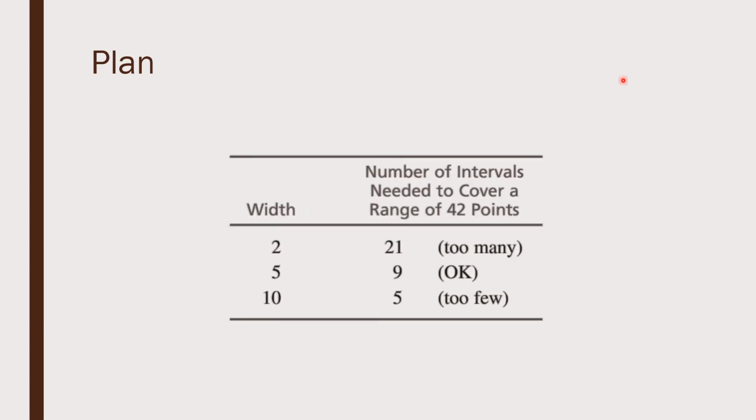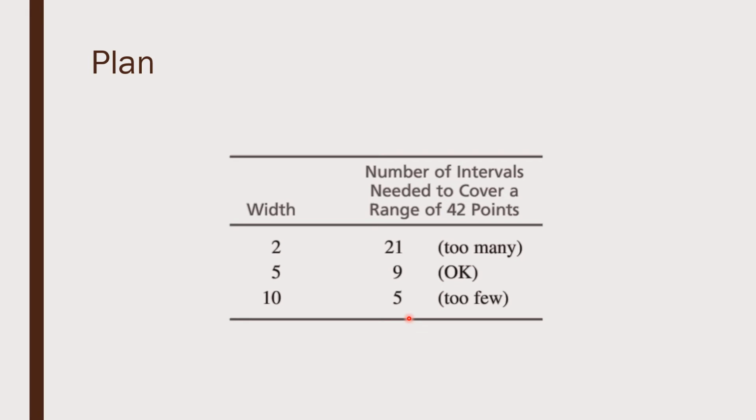Now, when you're creating the table itself, we need to decide the width. If we decide on a width of 2, you will have 21 different class intervals. If you decide on a width of 5, you have 9. If you decide on a width of 10, you have 5 as the total number of class intervals.